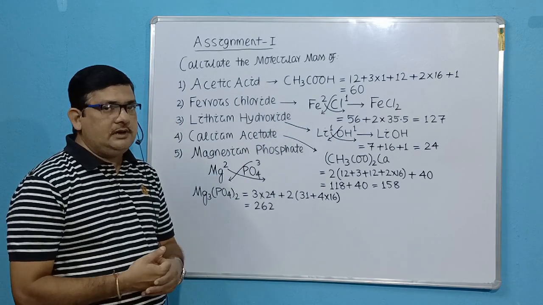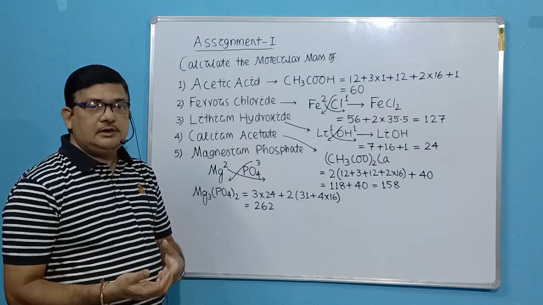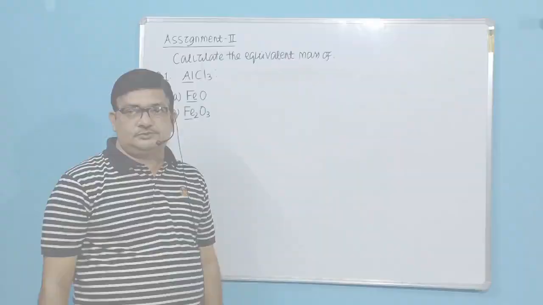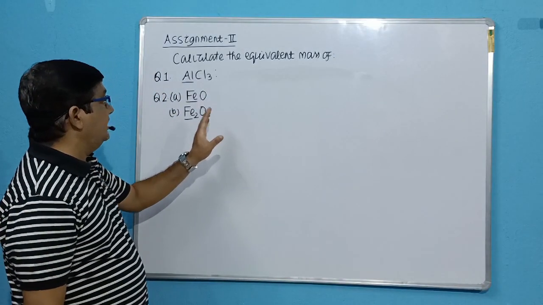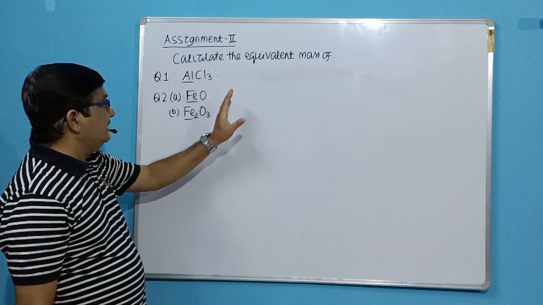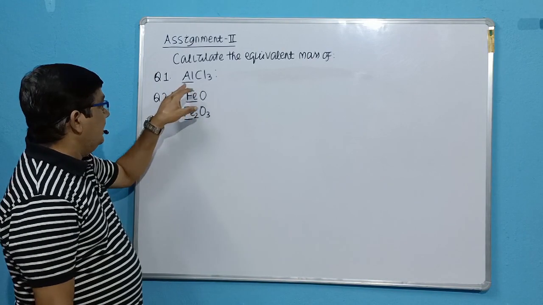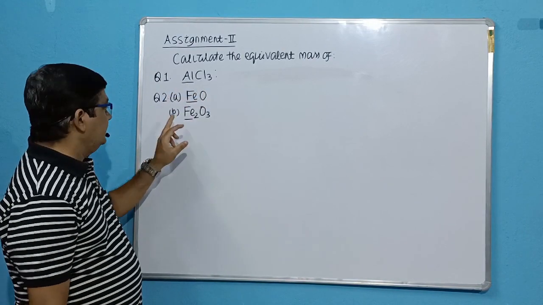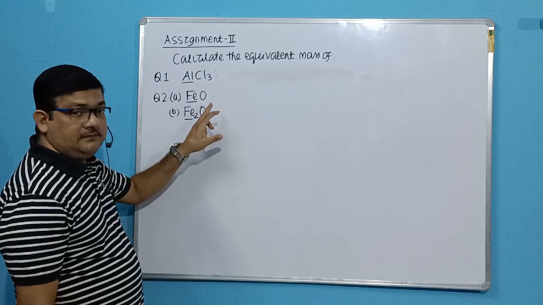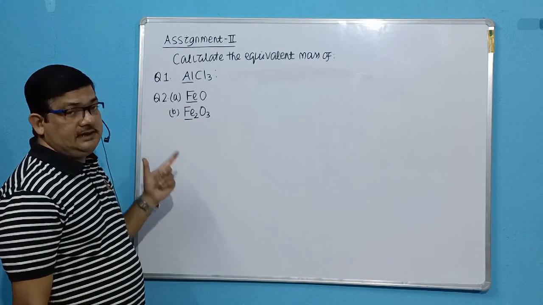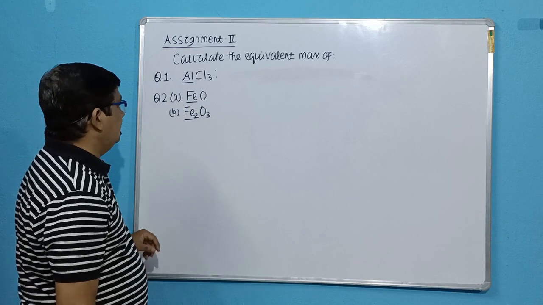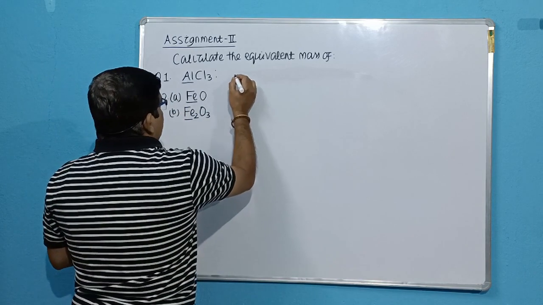So next we will be going to assignment 2. Students, next coming up to assignment 2. I have given you to calculate the equivalent mass of aluminium in aluminium chloride, then iron in ferrous oxide and iron in ferric oxide. So let us start with question number 1.